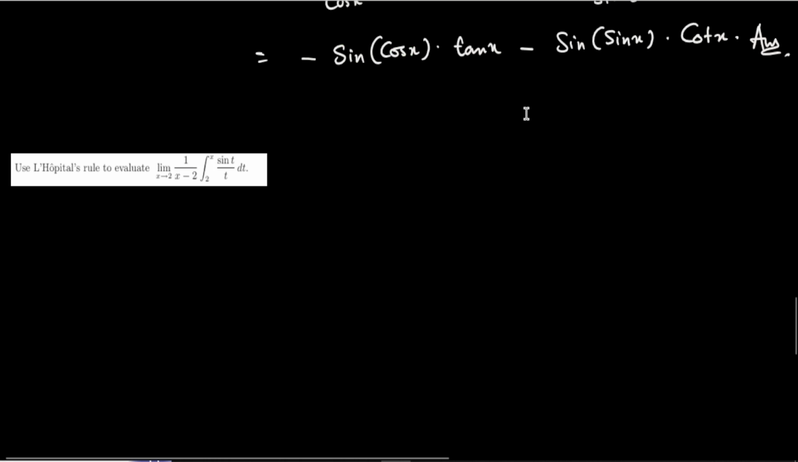Okay, let's move to our next problem. Here is the problem given: use L'Hospital rule to evaluate limit x tends to 2 of 1 by x minus 2 times the integration from 2 to x of sin t by t dt.